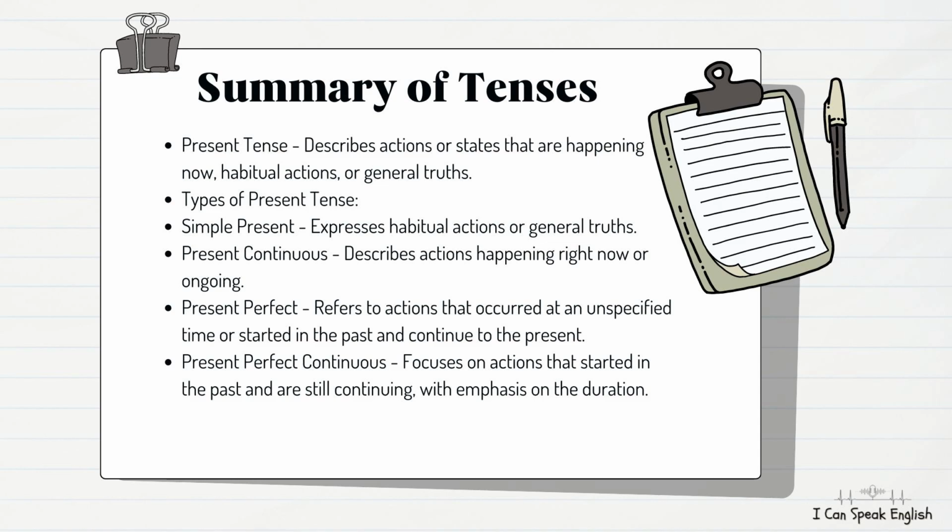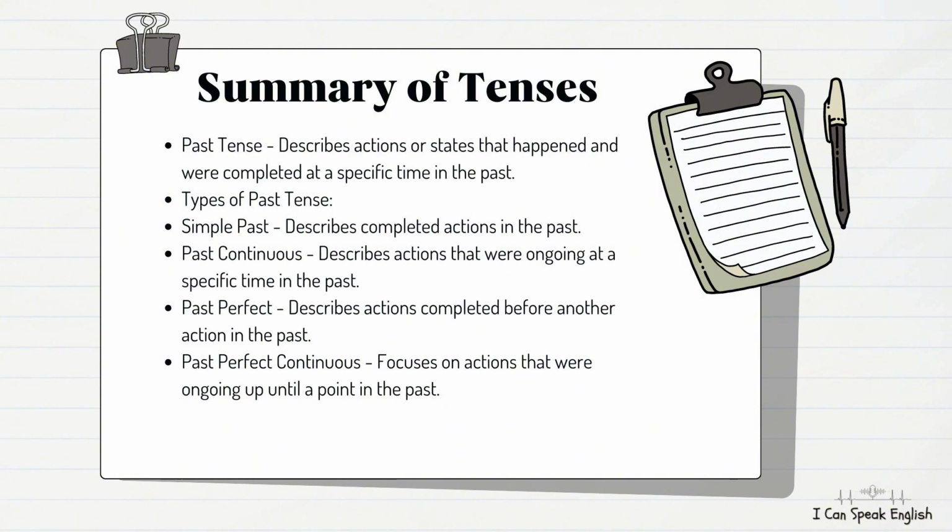Present perfect refers to actions that occurred at an unspecified time or started in the past and continue to the present. Present perfect continuous focuses on actions that started in the past and are still continuing, with emphasis on the duration. Past tense describes actions or states that happened and were completed at a specific time in the past. Types of past tense. Simple past describes completed actions in the past. Past continuous describes actions that were ongoing at a specific time in the past. Past perfect describes actions completed before another action in the past. Past perfect continuous focuses on actions that were ongoing up until a point in the past.